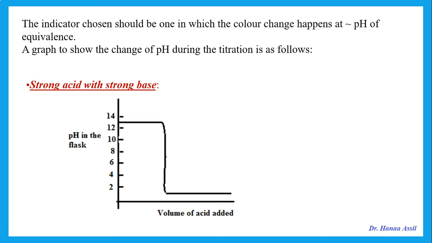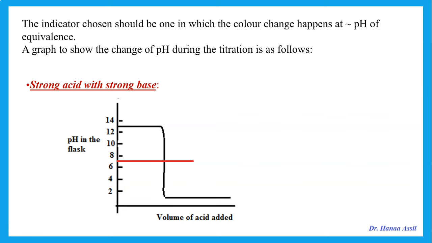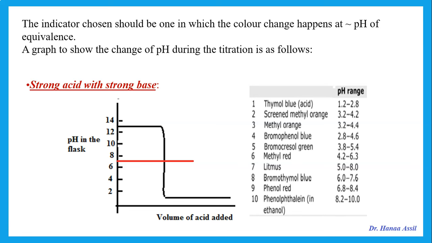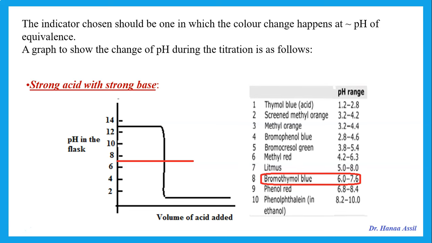So again, when we were talking about strong acid with strong base, we said the equivalence point will be at around pH 7. So titrating sodium hydroxide, for example, with HCl, which indicator should I use? I look for something that changes color at around pH 7. So bromothymol blue would be a good choice.